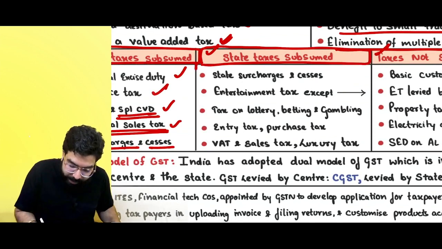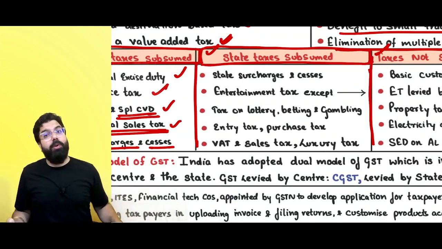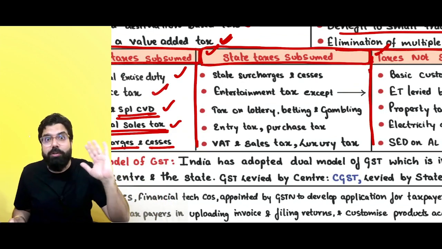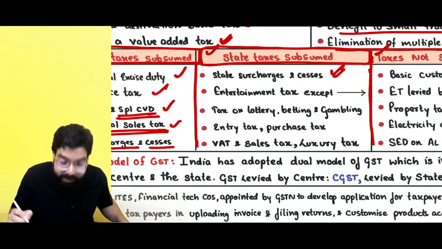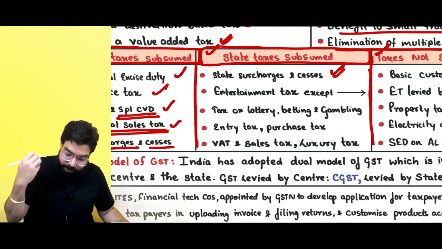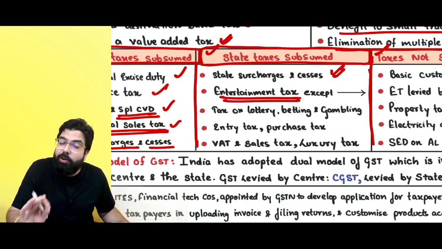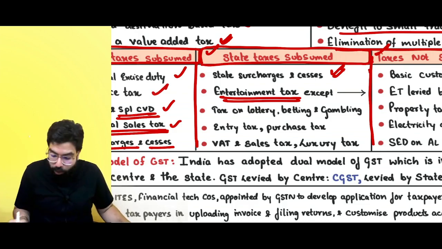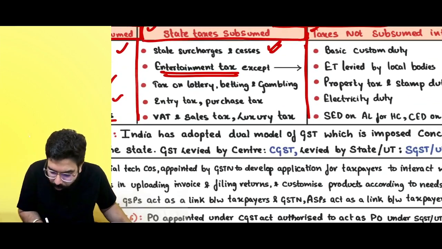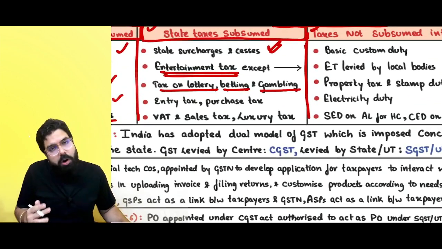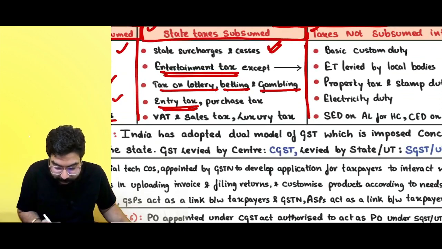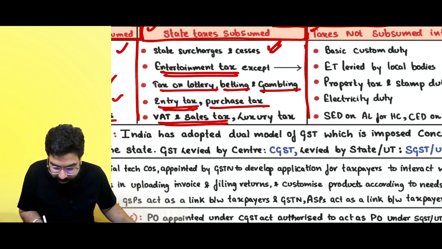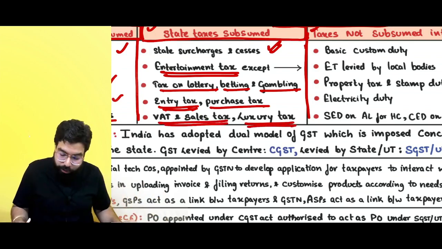Next, sir, what are the state taxes which are subsumed? The various taxes which were being imposed by the state which are being subsumed, means gone because of the coming of GST. Number one, state surcharges and cess. Whatever the state surcharges and cess were there, gone. Entertainment tax is also gone, but other than entertainment tax which is levied by the local bodies. Taxes on lottery, betting, gambling, gone. Now GST is being charged. Entry tax, which was on entry of a vehicle into the state, is gone. Purchase tax is gone. VAT and sales tax is gone. And luxury tax is also gone.